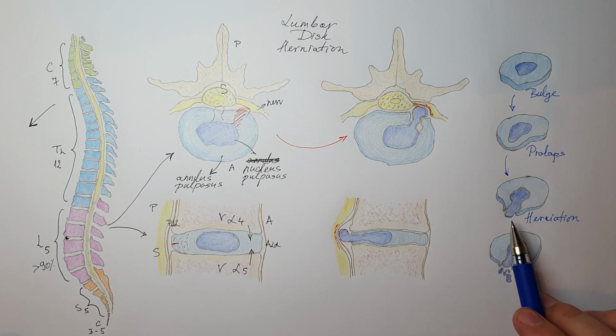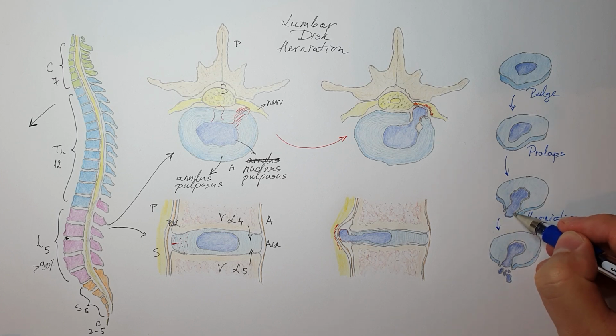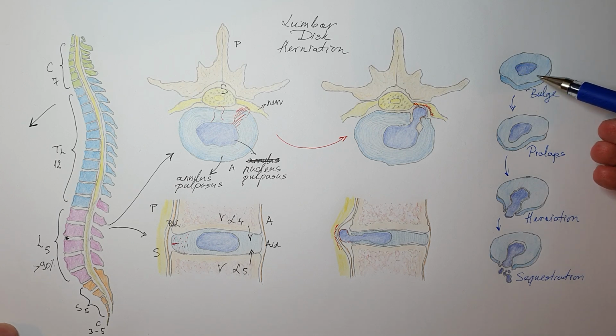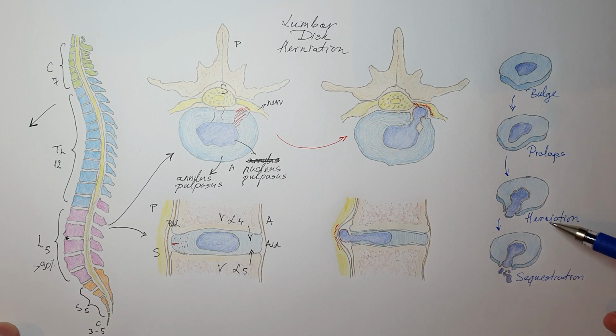And when the herniation lasts for some time, a part of the nucleus can degenerate further and break off from the main body, and this is called sequestration. So these are all possibilities. The difference between bulging and prolapse is that the annulus is complete. There is no breakage, but in lumbar disc herniation and sequestration, there is a breakage and the nucleus comes out.